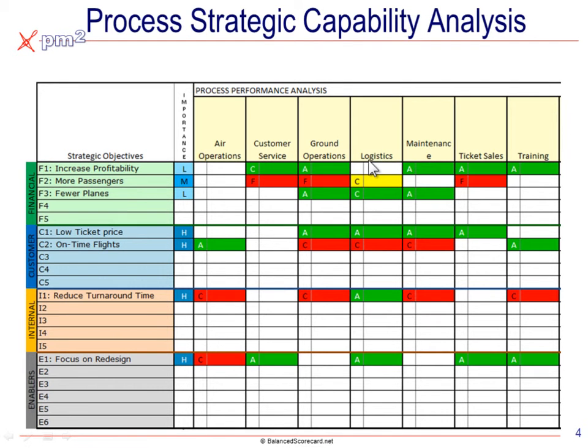We also gave logistics support for the objective of more passengers a C, but because that has a medium weighting, it now turns yellow, cautionary. We should be paying attention to this process performance. Finally, logistics also supports on-time flights at a level of C, but because it's a high-weighted objective, this turns red. So the net is we're beginning to understand the level of process support that each process gives a strategic objective.